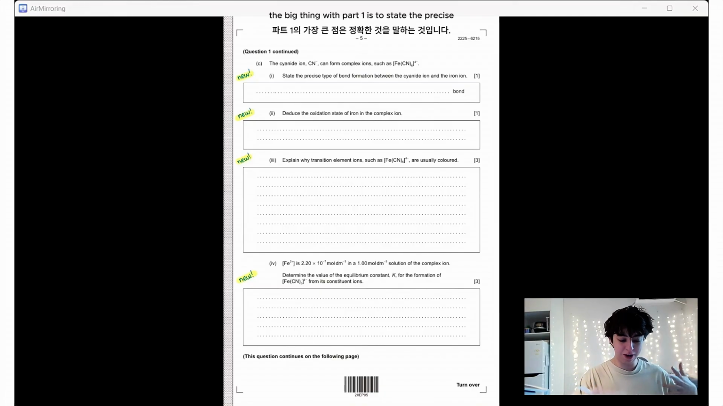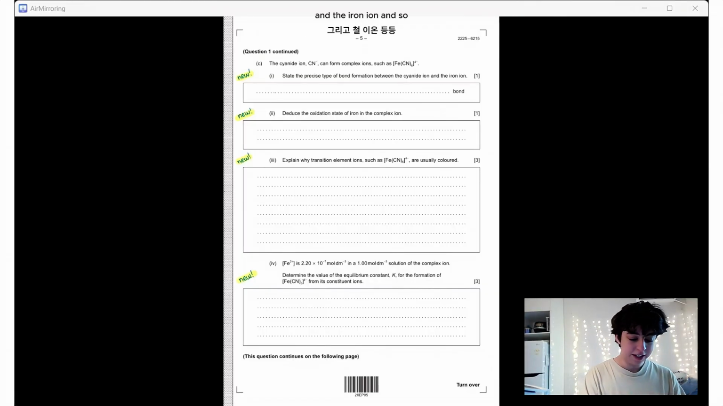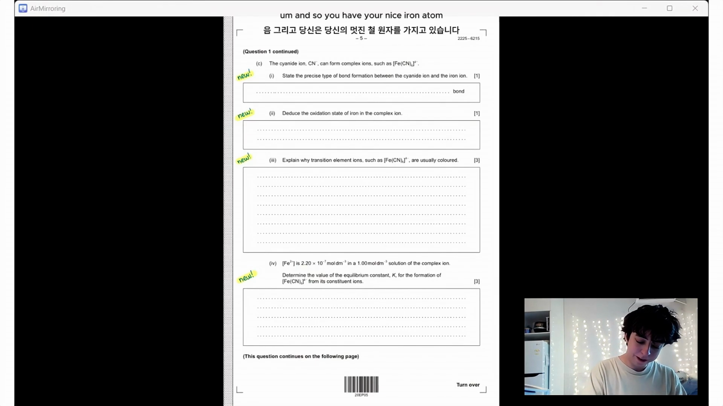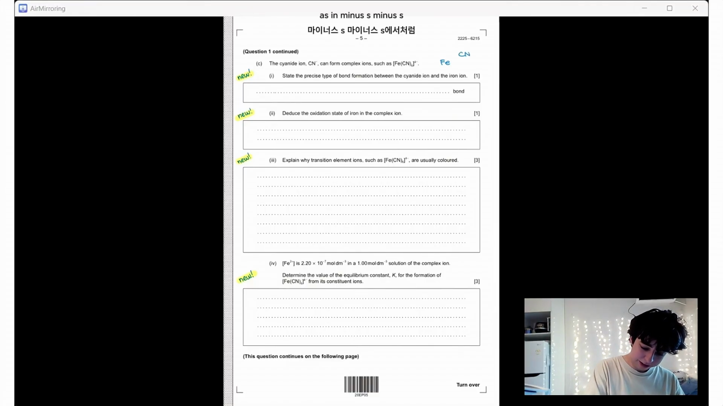The big thing with part 1 is to state the precise type of bond formation between the cyanide ion and the iron ion. Whenever we're doing this, you don't have to draw out the structure, but I like to just visualize things. So you have your iron atom, and then you have a bunch of cyanide, CN minus, CN minus, CN minus. I need to reverse that.